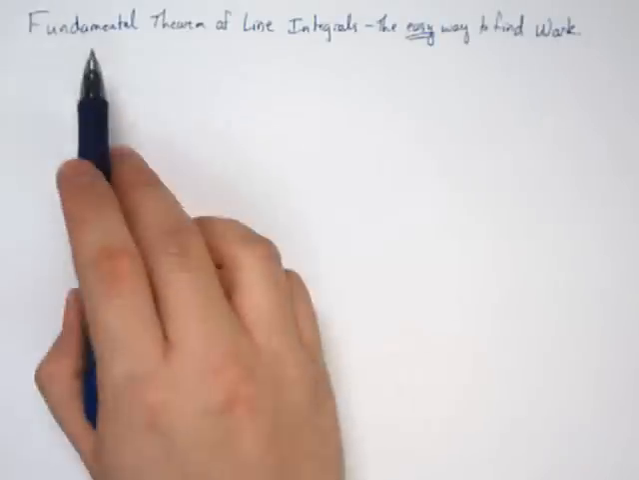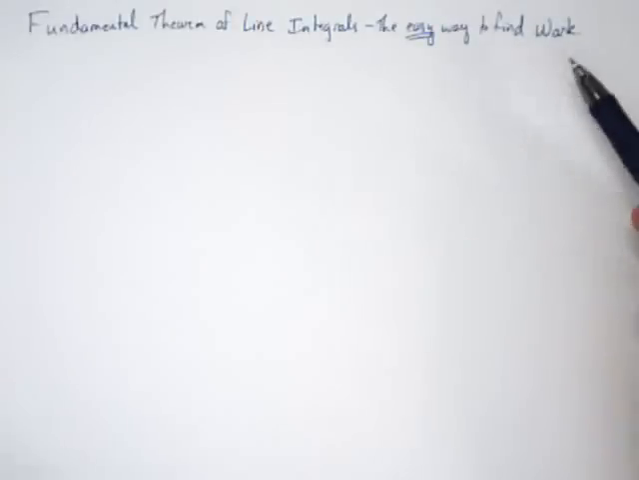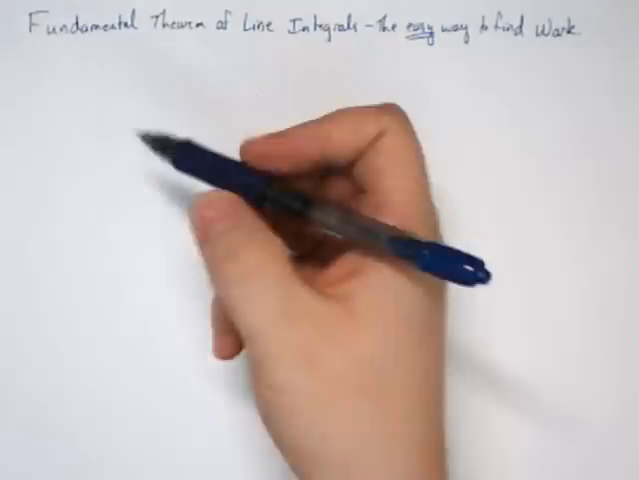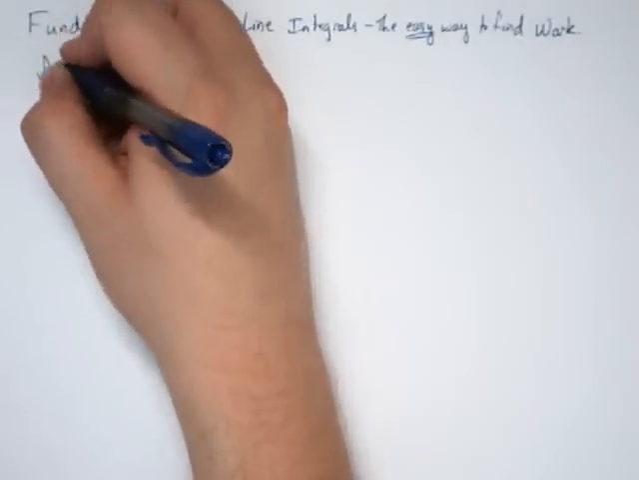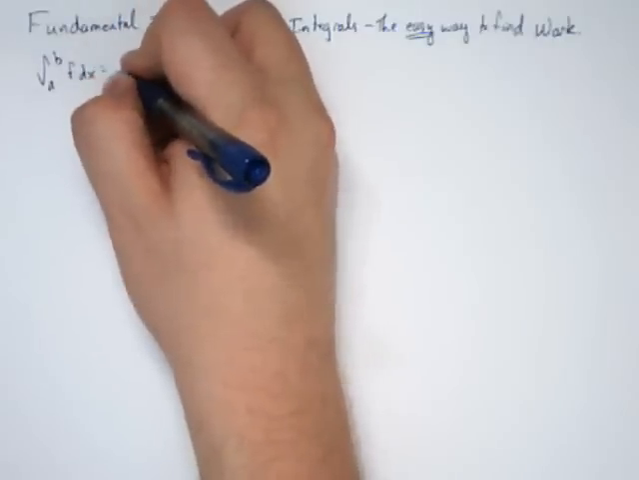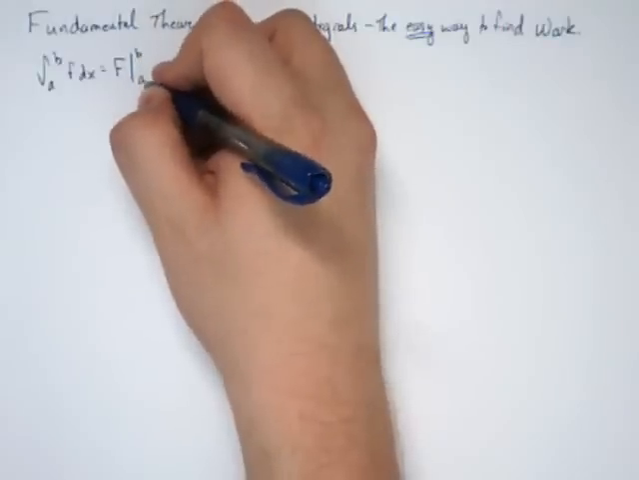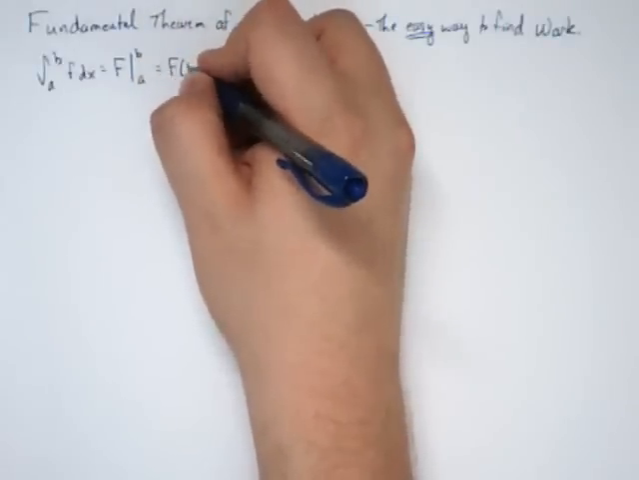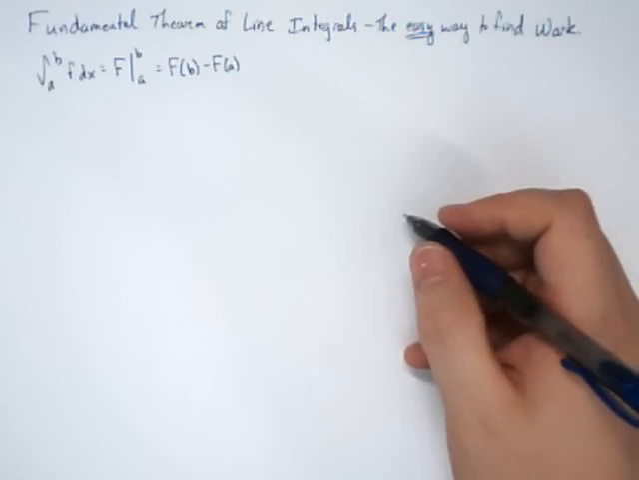In this screencast, we're going to look at what's called the fundamental theorem of line integrals, the easy way to find work. It basically goes back to first semester calculus and looks at the fundamental theorem of calculus, which you may remember as the integral from a to b of f dx: you find an antiderivative, and then you plug in b, you plug in a, and you subtract. Does that sound familiar? You plug in b, you plug in a, and you subtract.